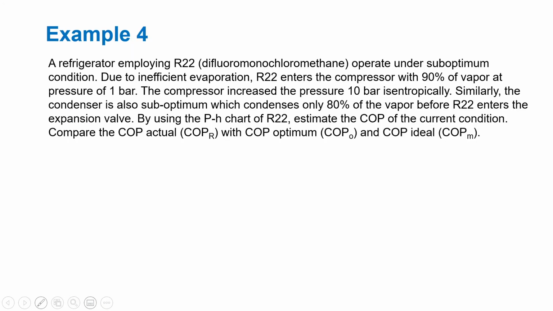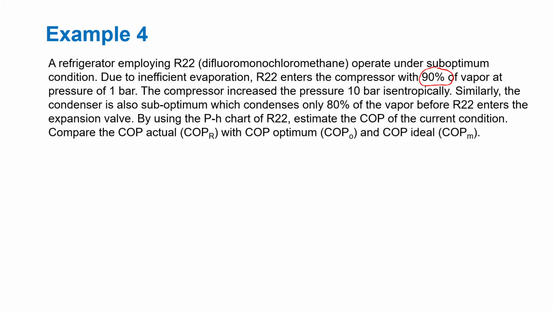Okay, so next we go to the last example, which is example number 4. It's quite an interesting question here. A refrigerator employing R22 refrigerant, which is difluoromonochloromethane, operates under sub-optimum conditions. Due to inefficient evaporation, the refrigerant enters the compressor with 90% vapor at a pressure of 1 bar.